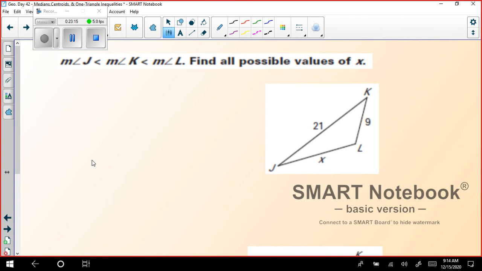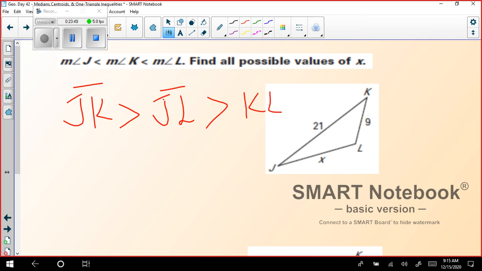Okay, they have given us that the measure of angle J is less than the measure of angle K, which is less than the measure of angle L. So in the same way, the largest side is going to be JK, followed by JL, and then followed by KL. Okay, this will be the order.